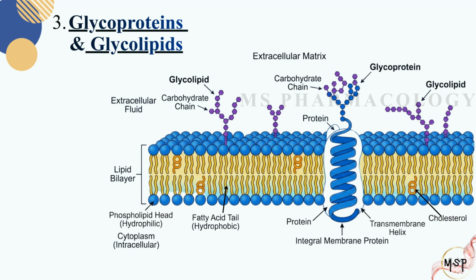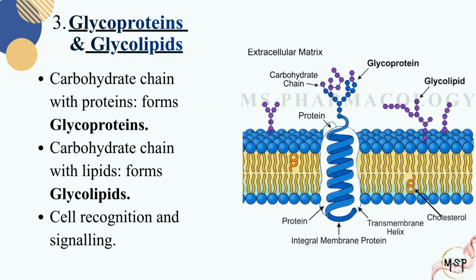Carbohydrate groups are only found on the membrane's outer surface. When attached to proteins, they form glycoproteins. When attached to lipids, they form glycolipids. These play a big role in cell recognition and signaling.